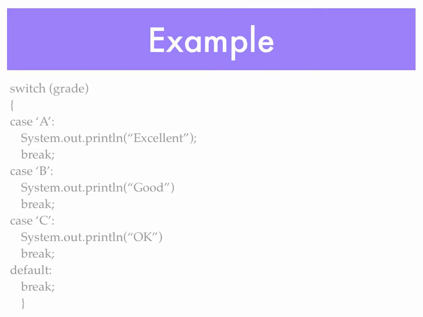Here's an actual example of a switch statement. Here our controlling expression is grade, which is a character. If the grade evaluates to A or is equal to A, the character A, we print out excellent and then break. If it's B, we print out good and break. If it's C, we print out okay and break. If it is not A, nor B, nor C, we go to the default and we just simply break.